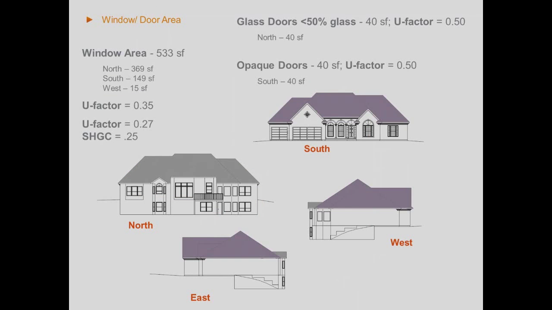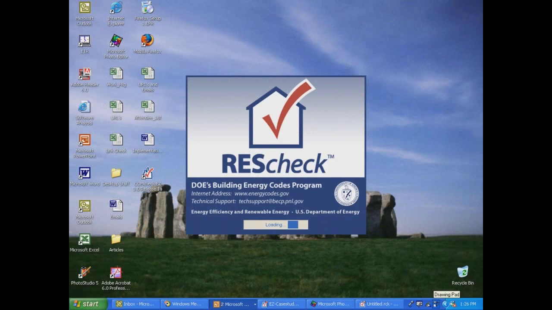And the window areas and door areas, rough opening, and I will want to have what the rated, labeled U factor and solar heat gain is of my products. So the U factor and solar heat gain is provided for this case study here. Now let's go take a look at REScheck.